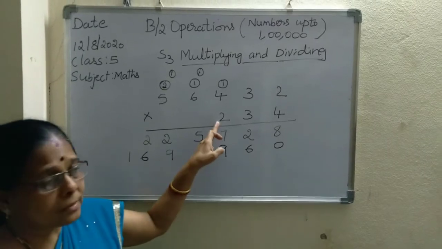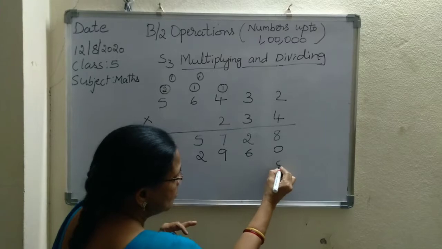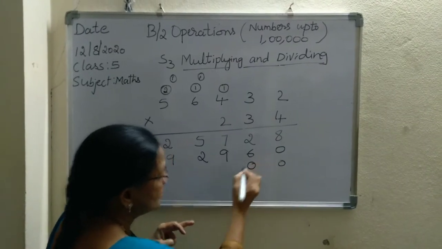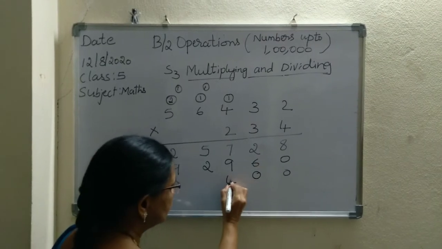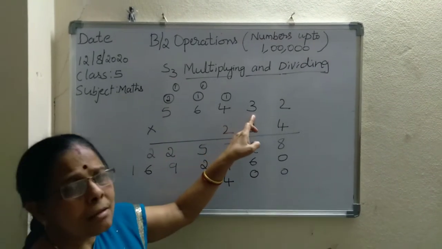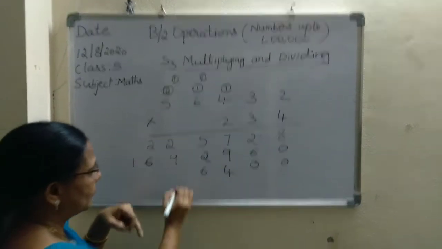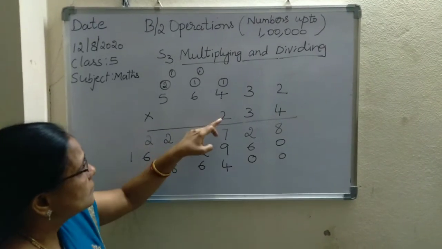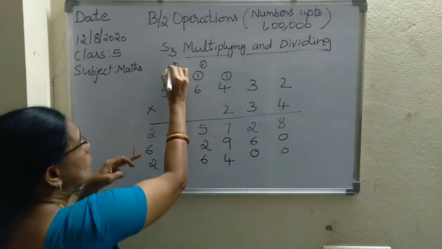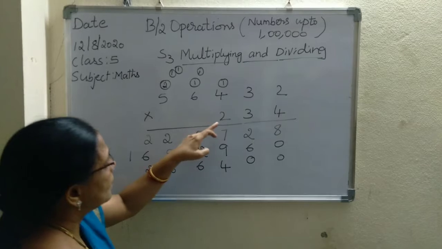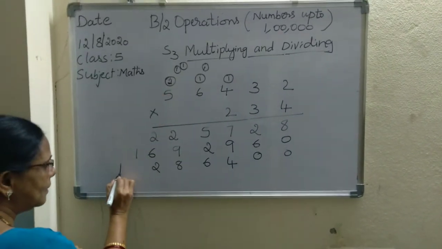Now we'll multiply in the hundreds place. So we'll write 0 in the ones place, 0 in the tens place. Now 2 twos are 4, 2 threes are 6, 2 fours are 8, 2 sixes are 12, 2. 1 carry, 2 fives are 10, 10 plus 1 is 11.